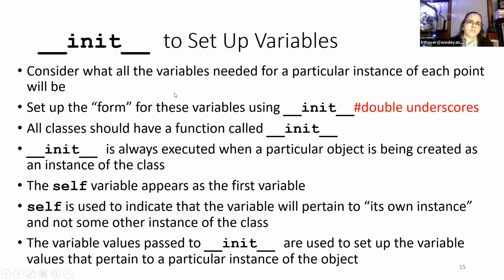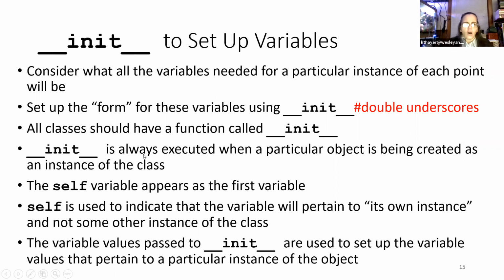So consider all the variables that you're going to need for a particular instance of each point. We already said, how about x and y? So we're going to set up the form for these variables using init. It means initialization. It's going to say, let there be an x, let there be a y. All classes generally should have a function called init because they're almost certainly going to have variables. I don't know how you would have a class that didn't have any variables, so you really need to have some variables. And you need to initialize those variables because they need to exist and have some value. So init is going to take care of that.